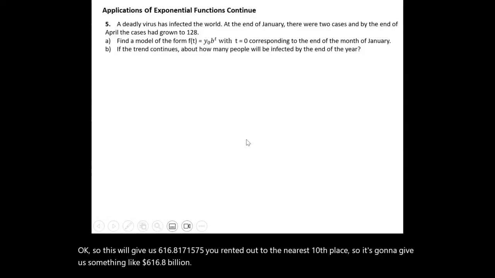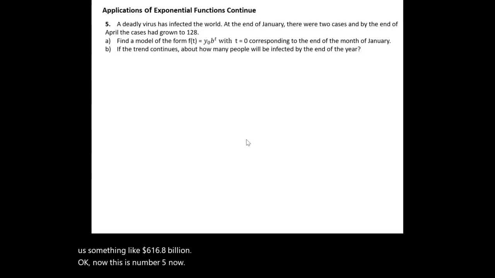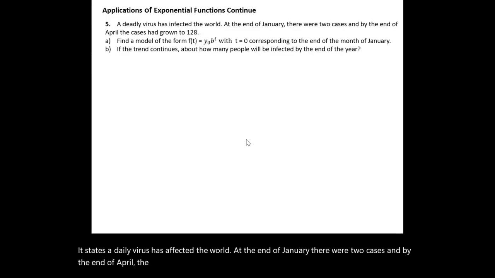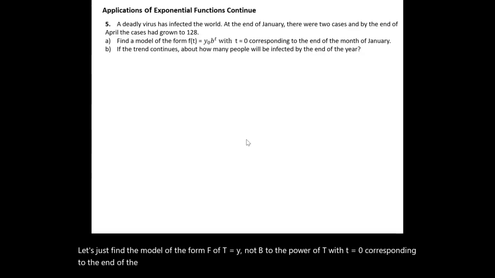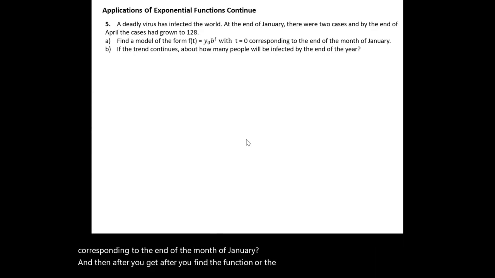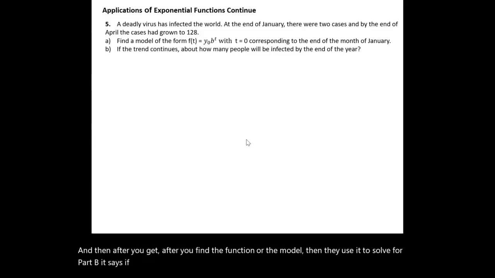Now this is number 5. It states a deadly virus has infected the world. At the end of January, there were 2 cases, and by the end of April, the cases had grown to 128. It says find the model of the form f of t equals y naught b to the power of t, with t equals 0 corresponding to the end of the month of January. And then after you find the model, you use it to solve for part B. It says if the trend continues, about how many people will be infected by the end of the year.